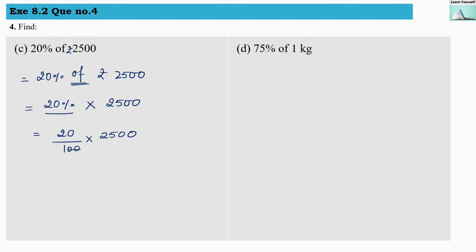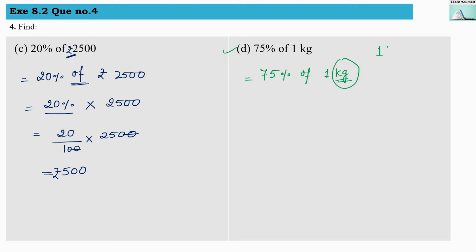So 20 divided by 100 is in multiplication with 2500. So this 20 we can cancel it off, and we will get here 20 into 25. So we will get 500. Now this 500 is rupees. Next, our D numerical, 75% of 1 kg. So let us convert this of into multiplication, and this kg we are converting into gram.